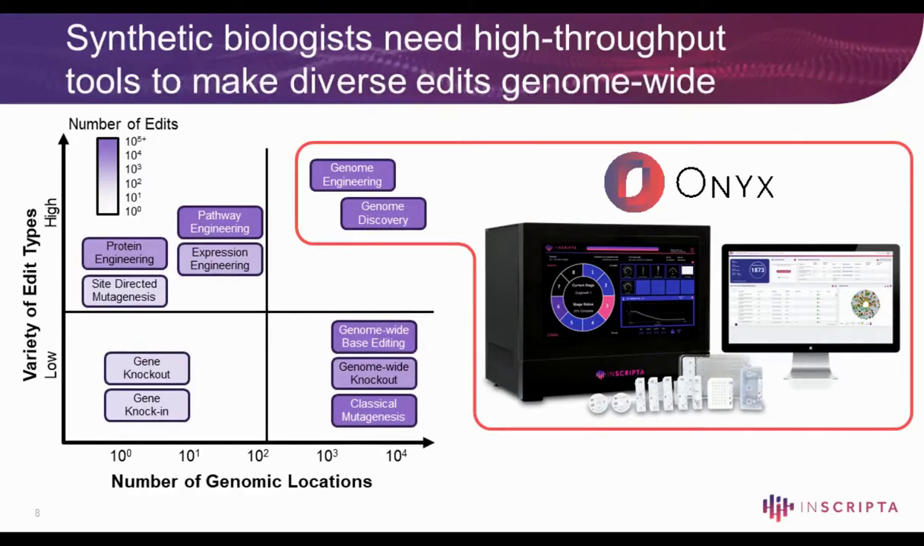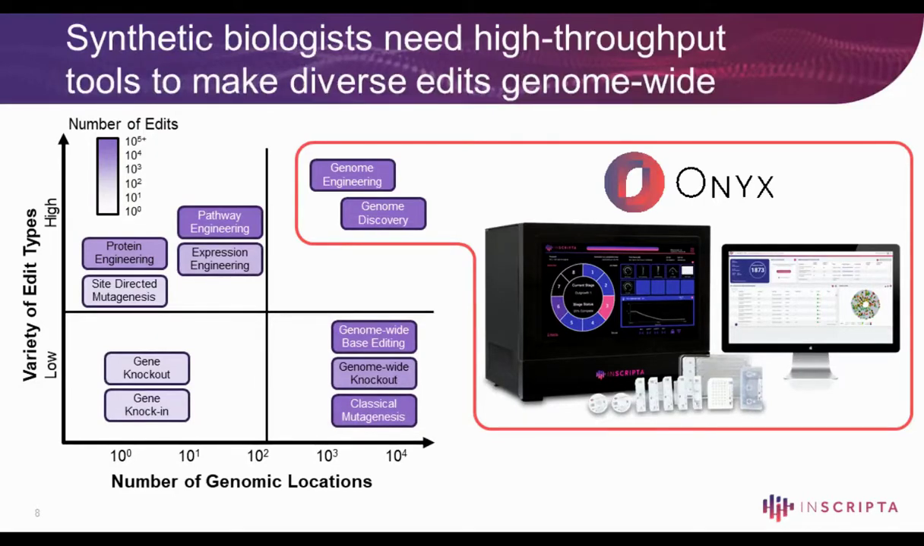The variety of edit types are depicted on the y-axis. You can, of course, also have many different edit types, for example, in saturation mutagenesis studies of one protein or a few in a pathway. What Inscripta offers is the possibility to reach that upper right quadrant and perform both high variety of edit types and at a genome-wide scale.